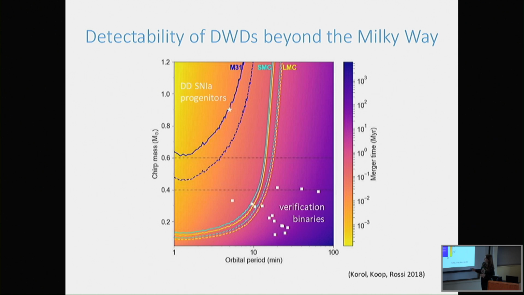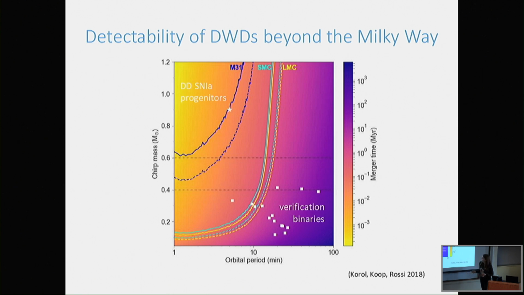So for example, these white squares are known double white dwarf binaries, and this white square is the Warren-Brown 12-minute binary system. And the colored lines here are the LISA detection thresholds at the distance of the Large Magellanic Cloud, Small Magellanic Cloud, and this is at the distance of the Andromeda Galaxy. So what we found here is that if your binary has a period less than 10 minutes, you can see it up to the Magellanic Clouds, no matter what its chirp mass.